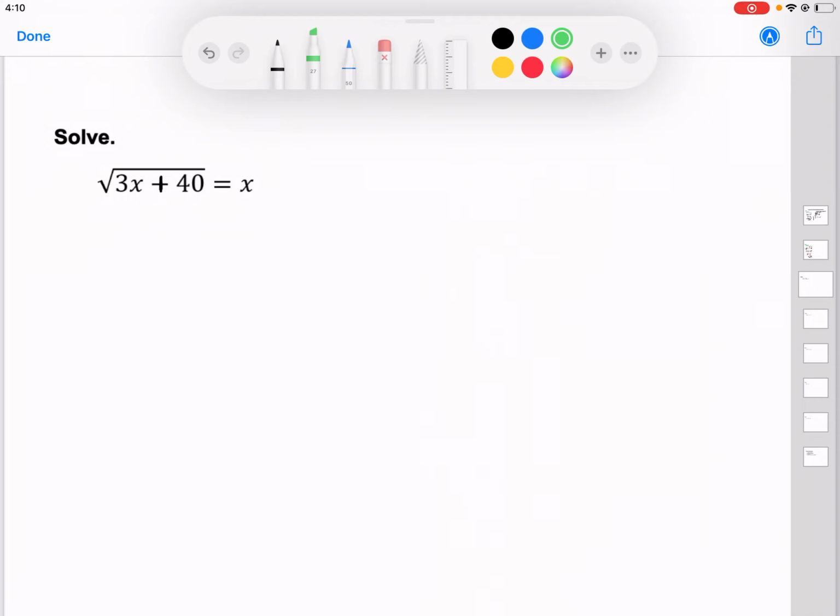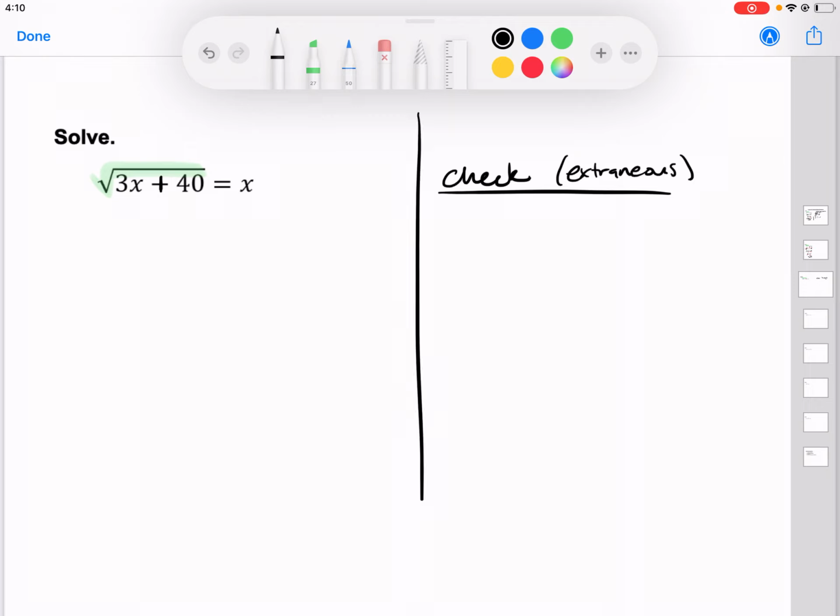All right, let's keep going with a few more. So this problem has a square root in it. So remember, square roots tell us we have to check for extraneous solutions. So we're looking for extraneous solutions. And I'm just putting that off to the side. We're not going to do that till the end, but I'm going to make sure I remember to do it from there.